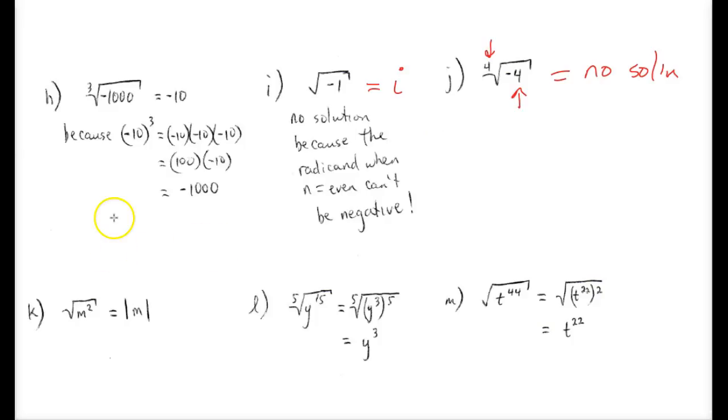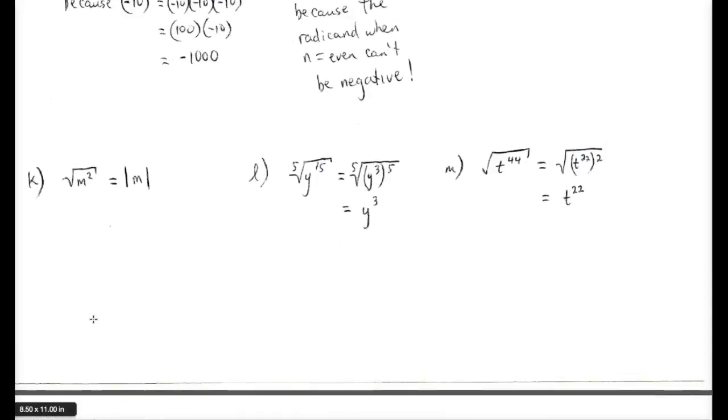Okay. So for our example K, we see that we have the square root of m squared, and since we don't know what m is, we know that whatever it turns out to be, it needs to be the absolute value of m. So that came from one of our rules that we talked about earlier in part 1, and if you didn't check that out, and if you need to, please do. So it came from this particular rule here.